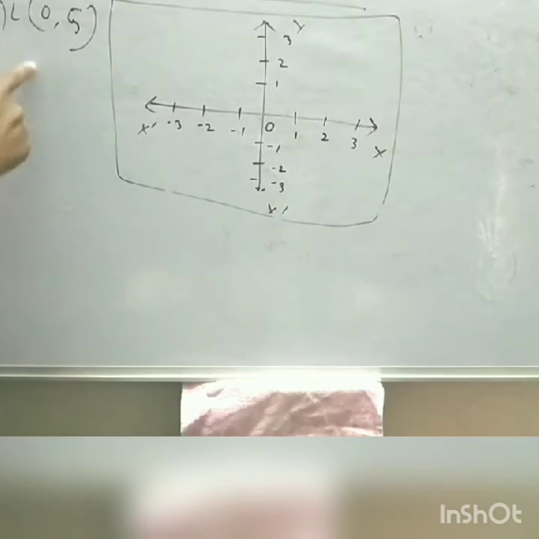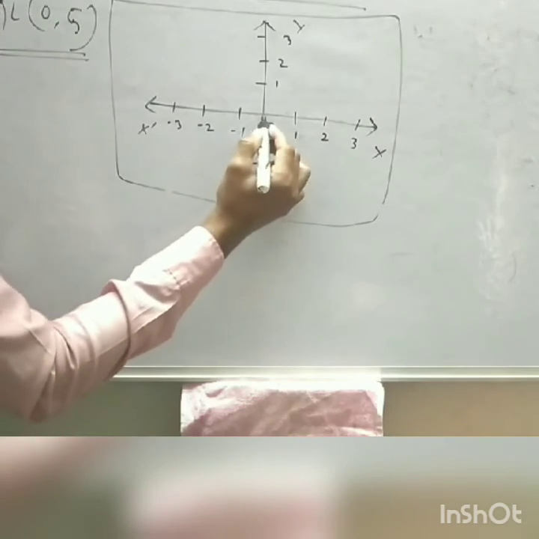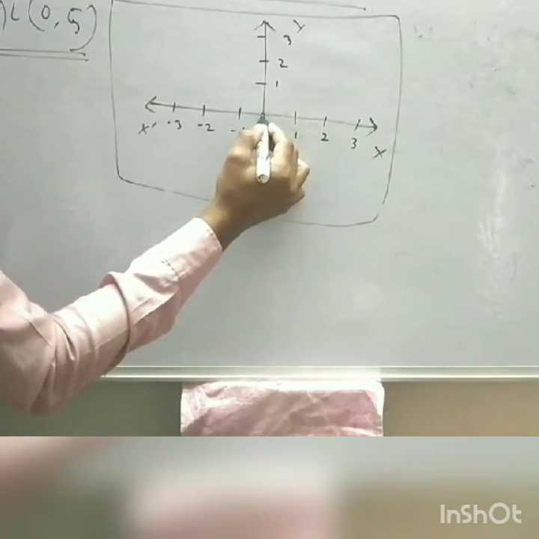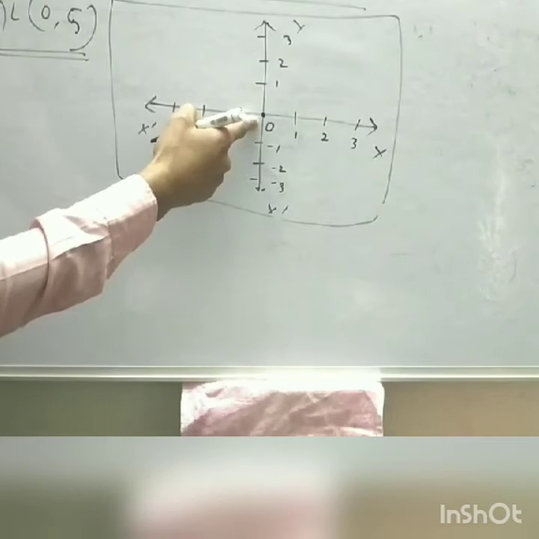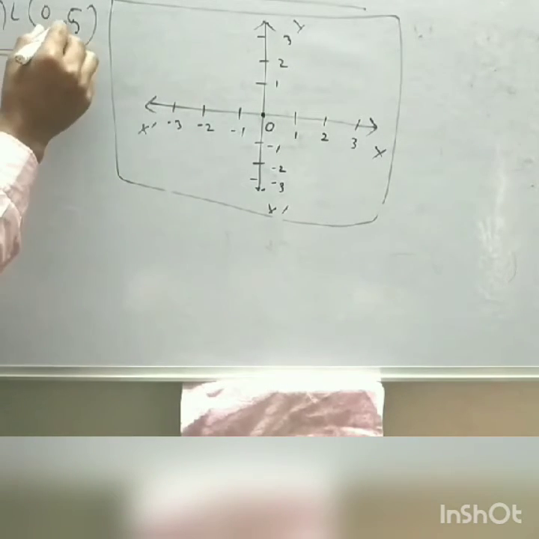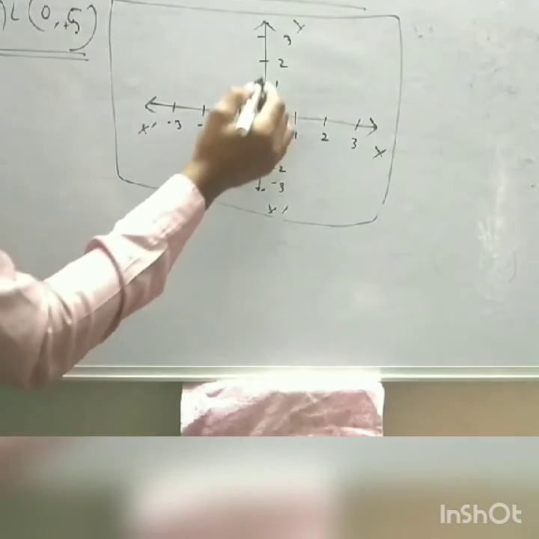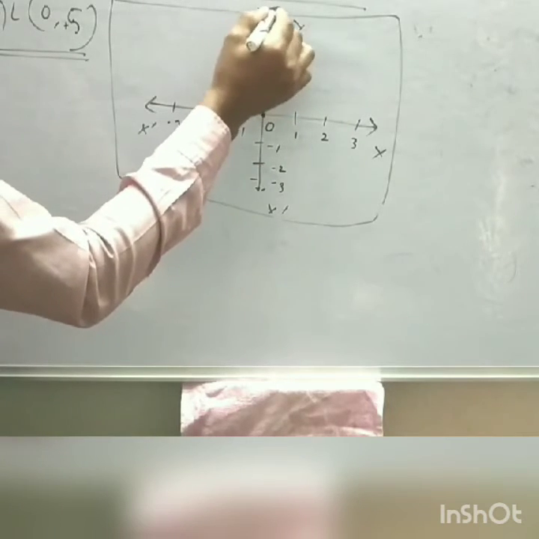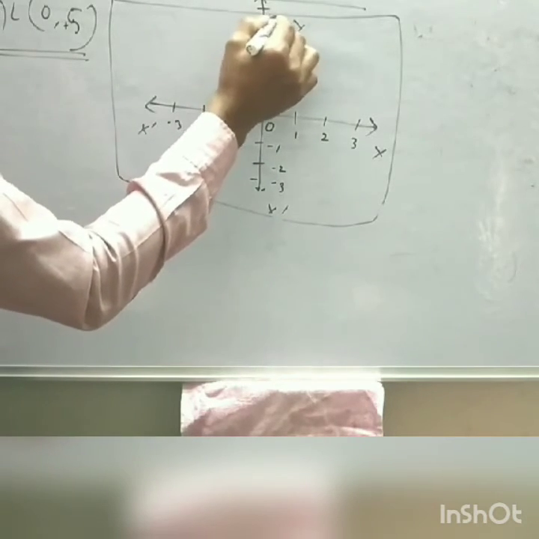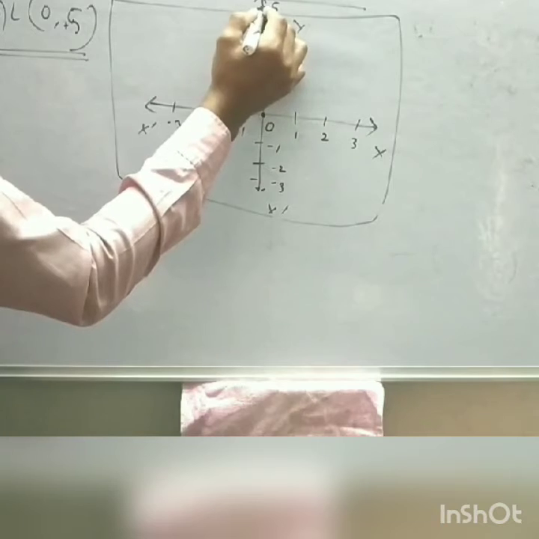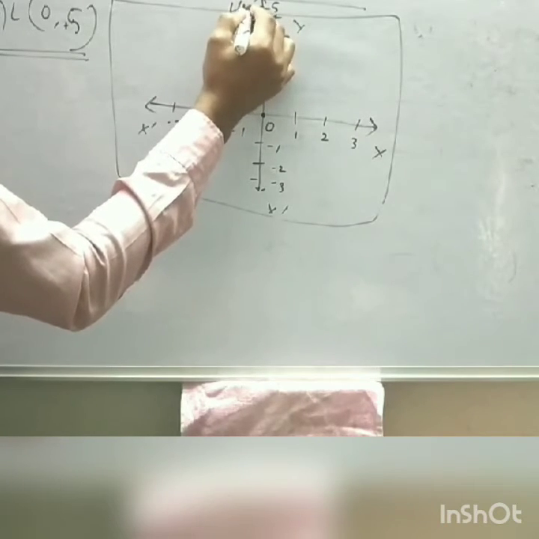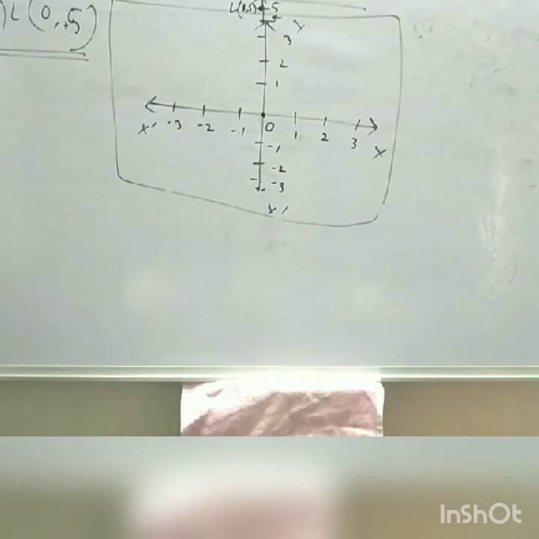So we will draw this point on the Cartesian plane. (0, 5) means the x coordinate is 0, it will not move anywhere, then plus 5 on the y-axis, so it will go 3, 4, 5. It will be here. So the point L will be here at (0, 5), like this we will plot.